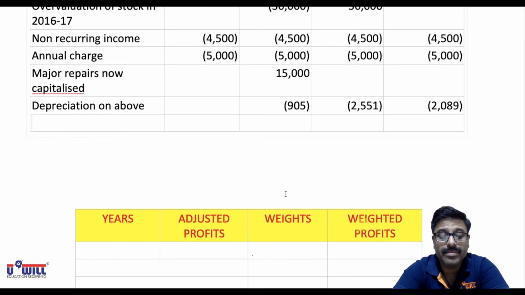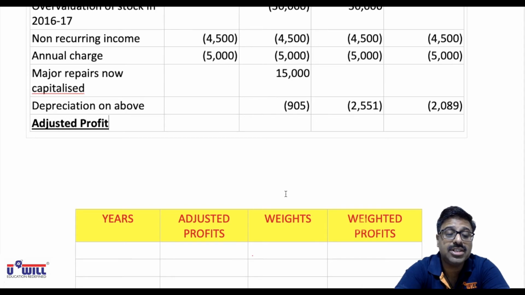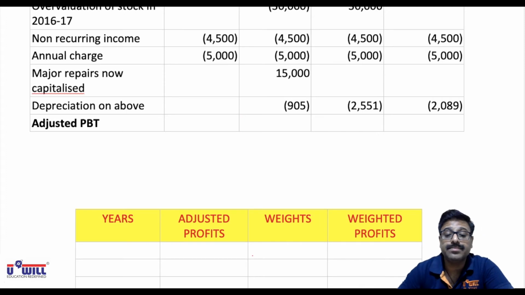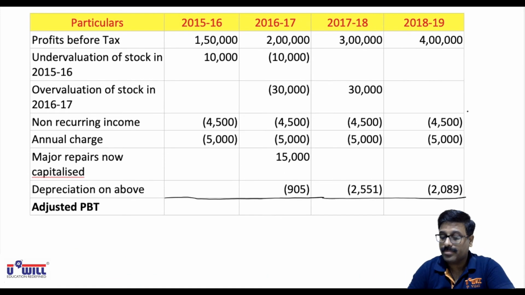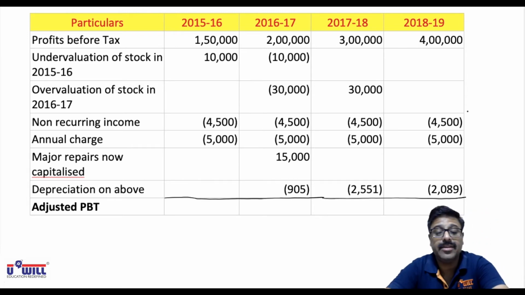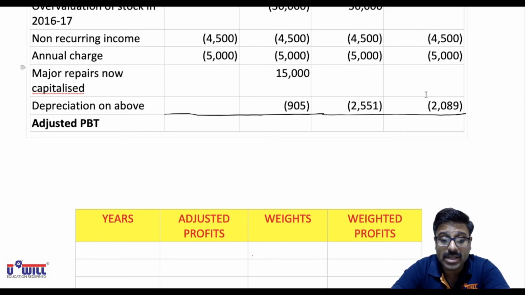Now we will get adjusted profits but before tax. What we will get is adjusted profits before tax. So let us find the adjusted profits before tax first. For the first year, 1,50,000 plus 10,000 minus 4,500 minus 5,000 is 1,50,500.